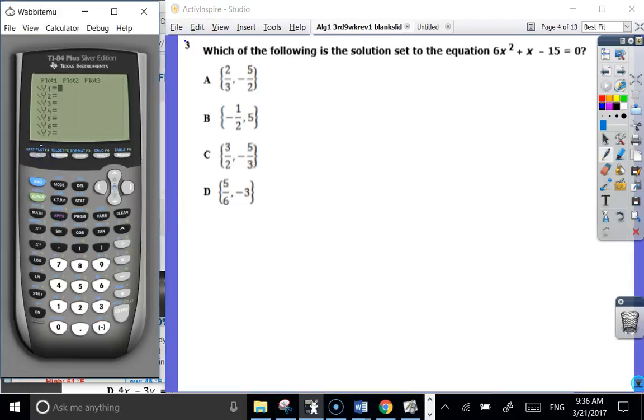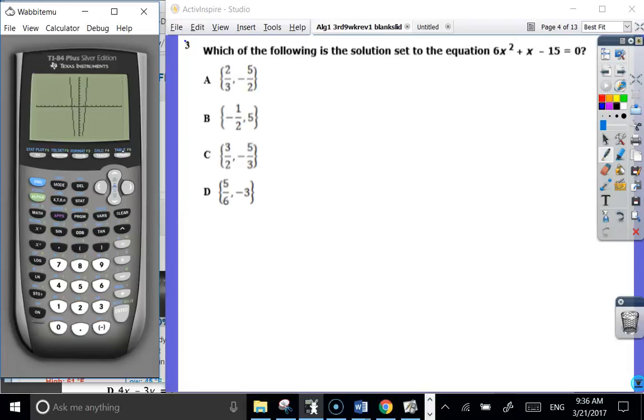So remember, just go to the calculator. And remember, it needs to be the case that it's everything on one side, 0 on the other. And this one is definitely like that. So I can go 6x squared plus x minus 15. Okay, then look at the graph.